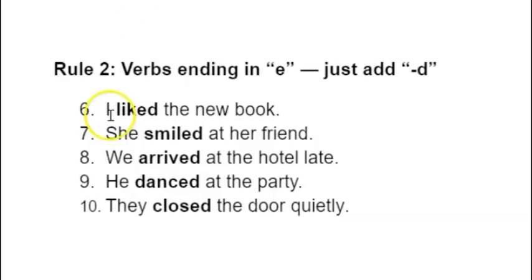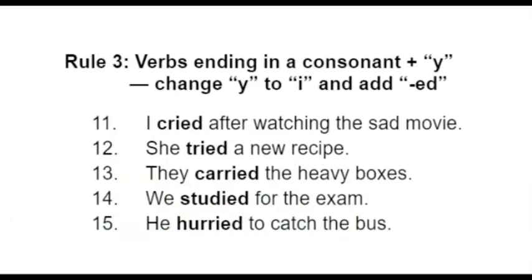So like turns to liked, smile turns to smiled, arrive turns to arrived, dance turns to danced, and close turns to closed. We just add d to a verb that already has an e at the end of it.